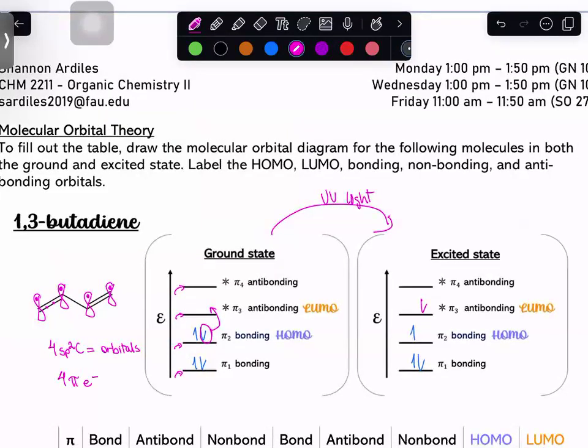Okay, so far, questions on that? Make sense? We're just moving up 1 electron. That's it.